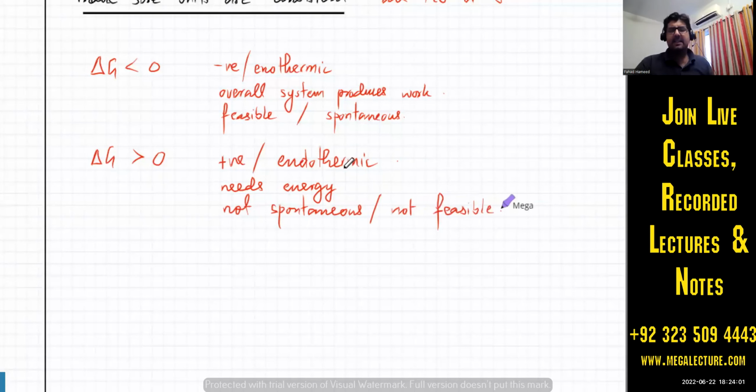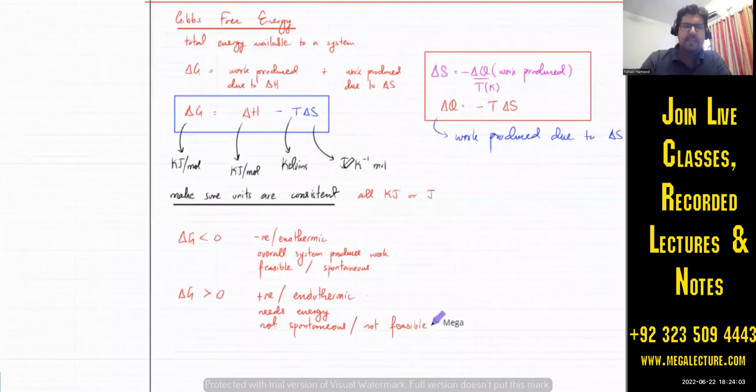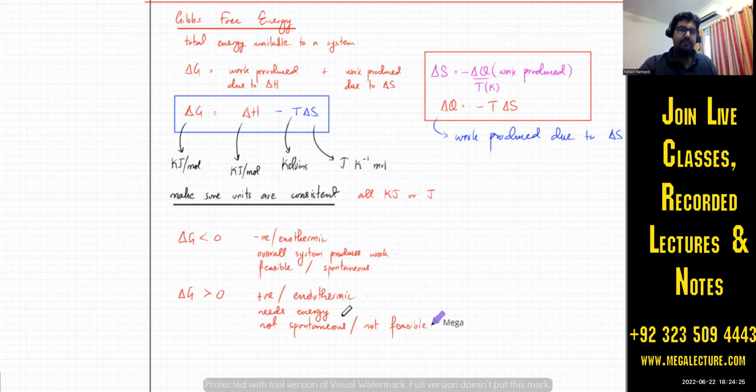Is this idea clear? It's a simple idea. If the overall energy of the system comes out to be exothermic, it doesn't need your help. If the overall energy of the system comes out to be endothermic, it needs your help. The reaction will not happen. Whatever is happening is not going to happen unless you provide it energy. Is that clear? Yes.